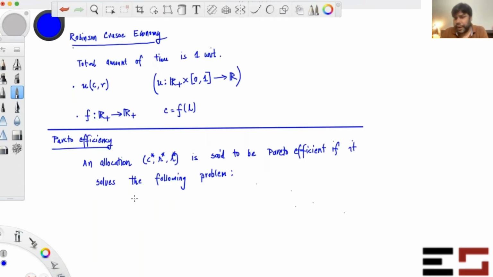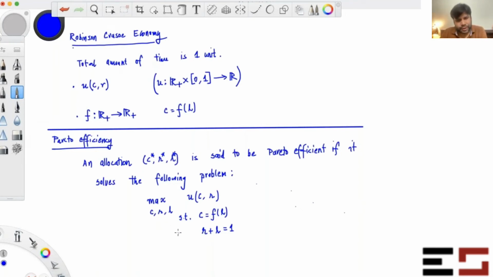Okay, so let me write the problem that we want this particular allocation to solve. So it should solve the utility maximization problem of Robinson Crusoe. And what is the utility maximization problem of Robinson Crusoe? It is basically to pick C, R, and L such that it maximizes U(C, R) subject to the constraint that C is equal to F of L. So C must be equal to F of L, and there is one more constraint, that R plus L must be equal to 1. And of course, non-negativity constraints are also there.